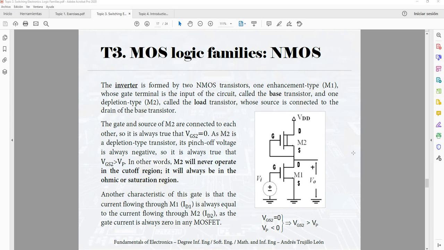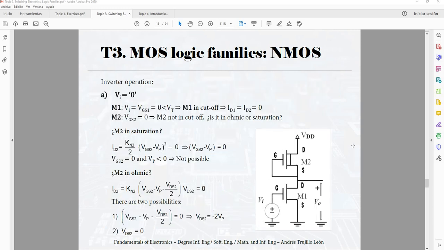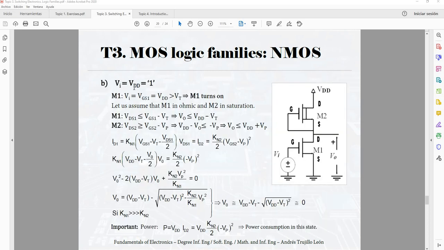We saw how this NMOS inverter worked when the input was a logic 0. We have here the reasoning, the development of the equations, and we saw as well what happens when the input was a logic 1. A logic 1 was the supply voltage. In the example we saw, supply voltage was 5 volts, but it may be another number of volts.